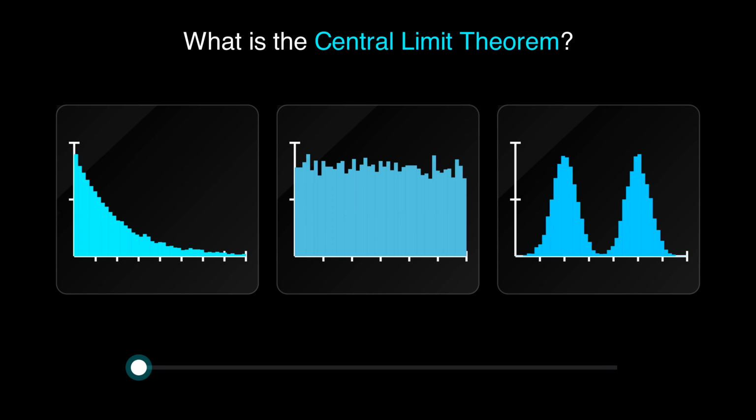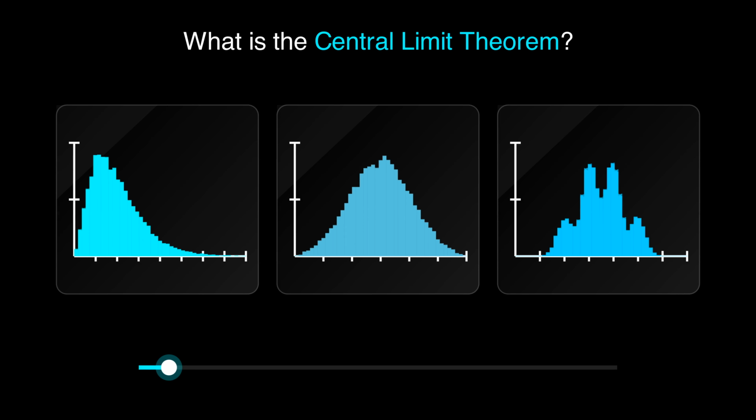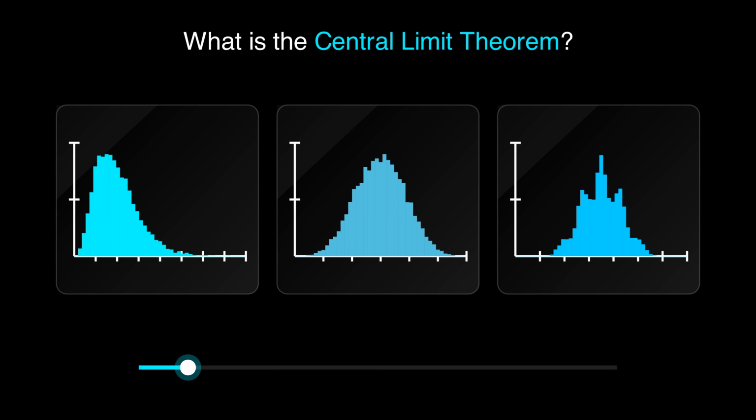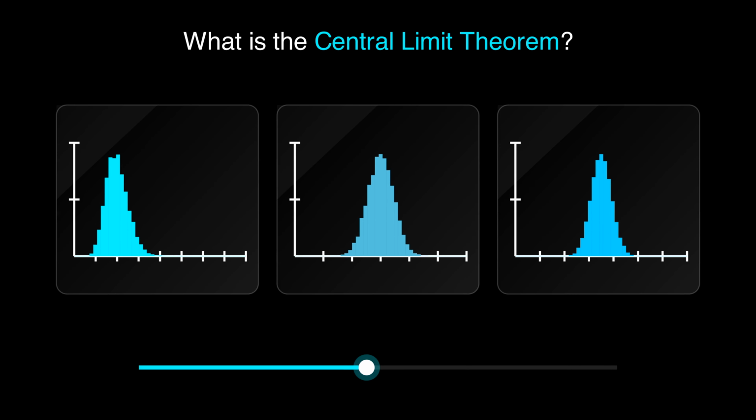Imagine we split that messy data into equal-sized groups. We calculate the average for every single group, and we plot those averages on a histogram. Now, watch what happens if we increase the size of those groups. With small groups, the histogram might still look a bit messy, but as we make the groups bigger and bigger and replot their averages, the shape starts to change.